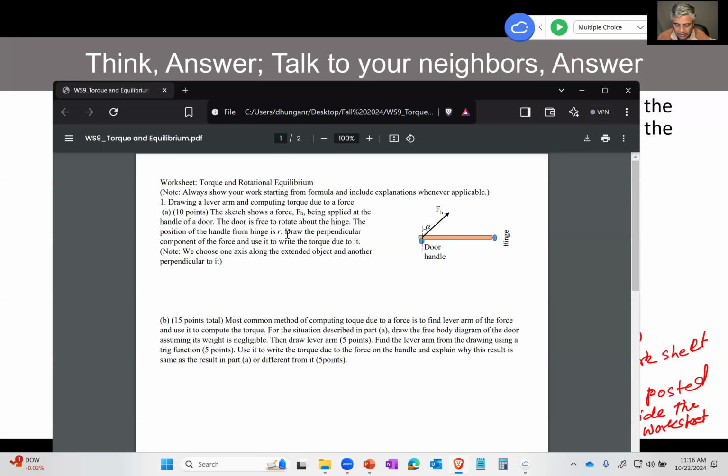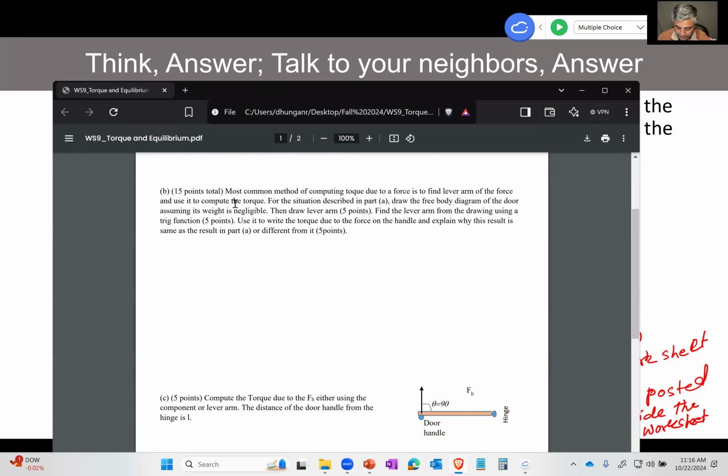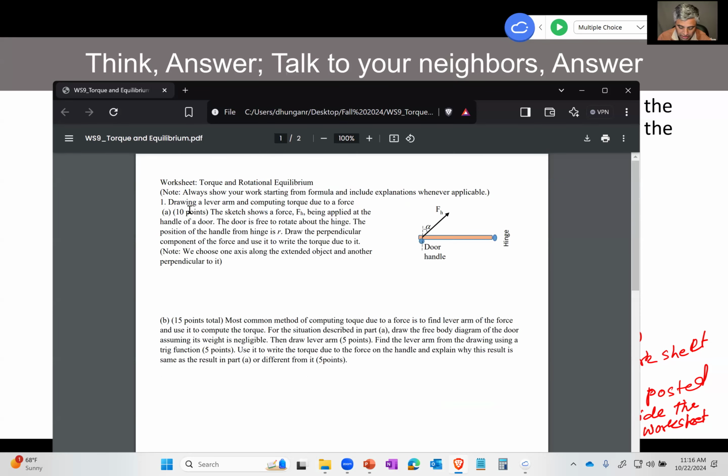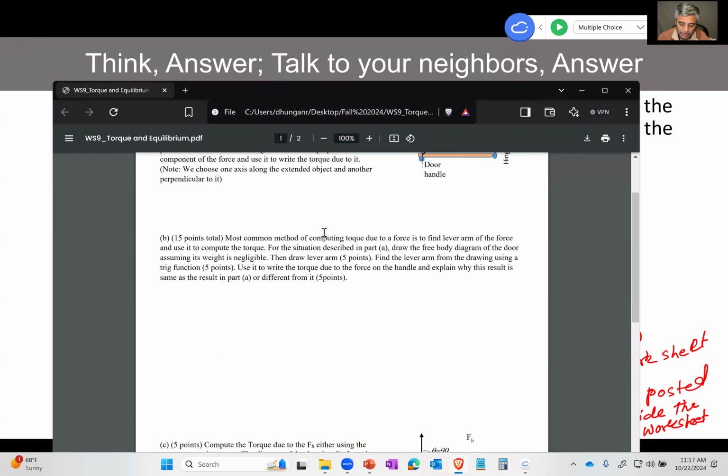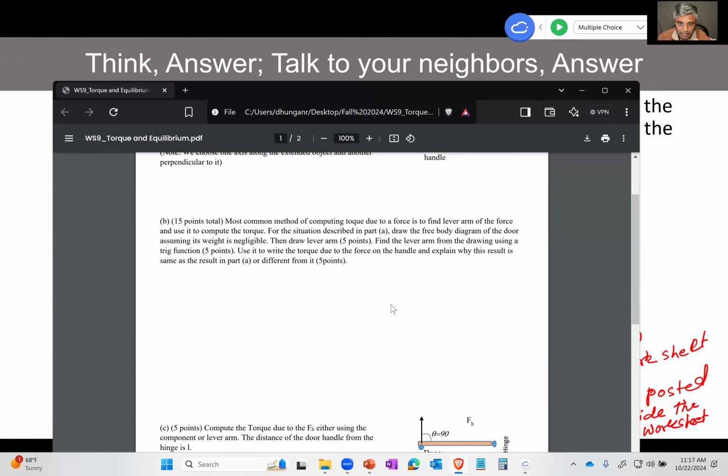So it is worksheet 9, and this is how it looks. It is asking you to find the torque due to the same force in three different situations, and A and B have the same diagram. It asks you to find the torque using two different methods: first, by finding the perpendicular component, just like we did in one of the clicker questions, and B, by drawing the lever arm. I want to see that in detail so that you show your understanding and that you know how to draw it. So it's a practice of drawing the lever arm, and I want that detail here.